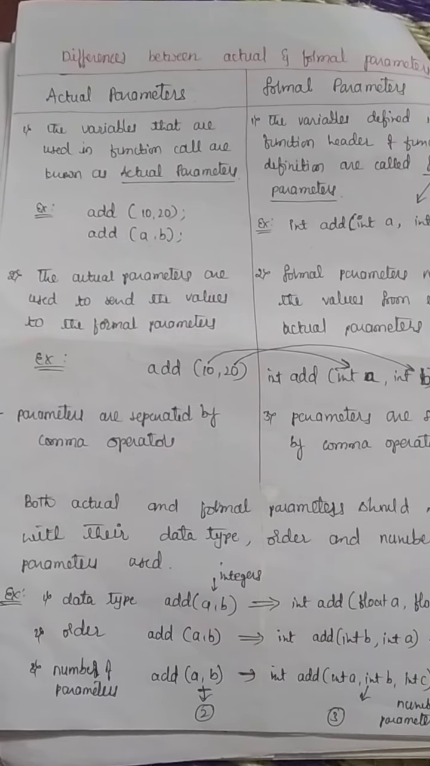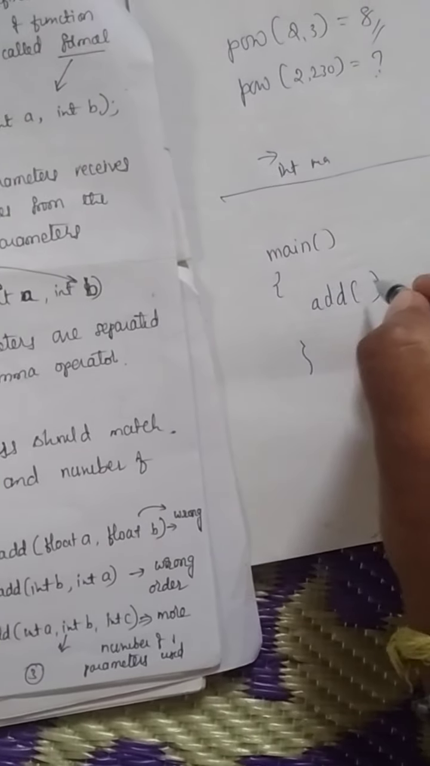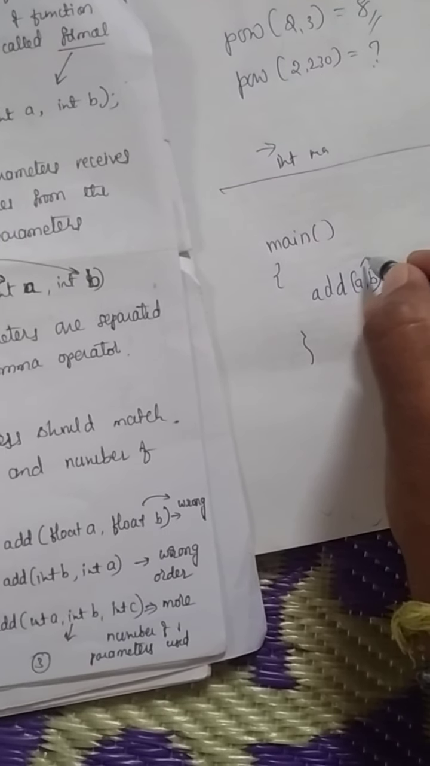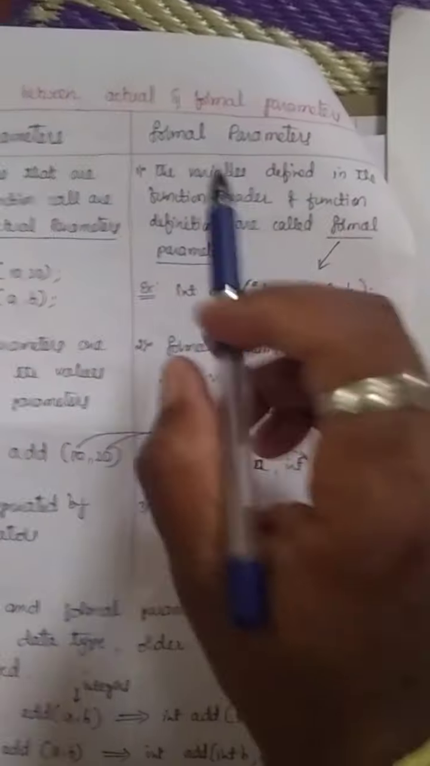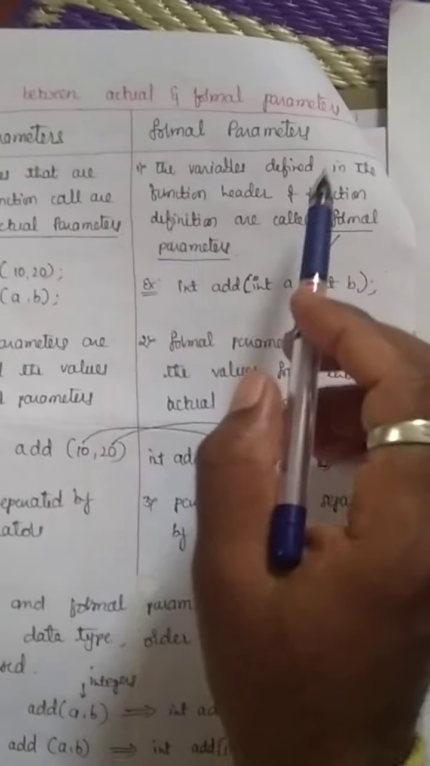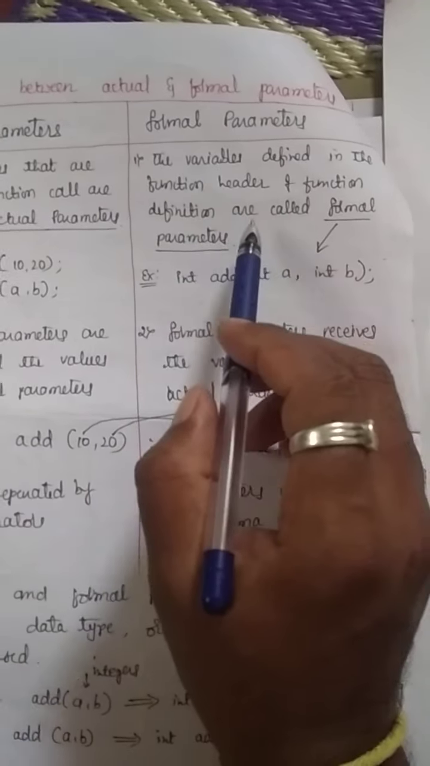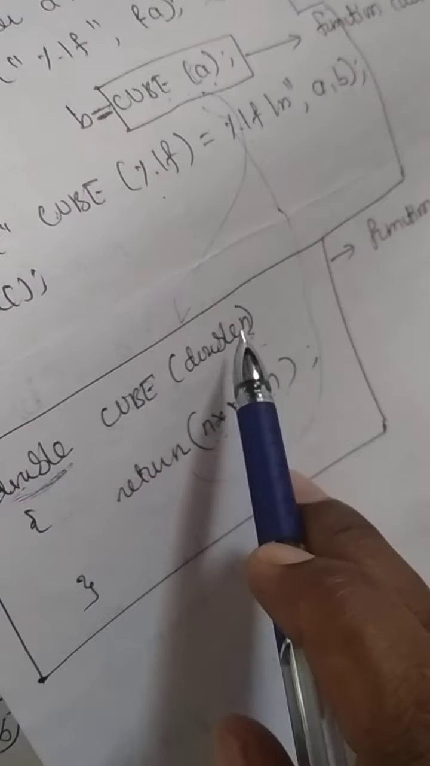It means, see, I told, within the main function we call a function called add. Whatever the variables I am going to declare here, a comma b, so these a and b are known as actual parameters. Then what do you mean by formal parameters? The variables defined in the function header of the function definition are called formal parameters. So in the previous example I showed, double cube double n. So this is the formal parameters.